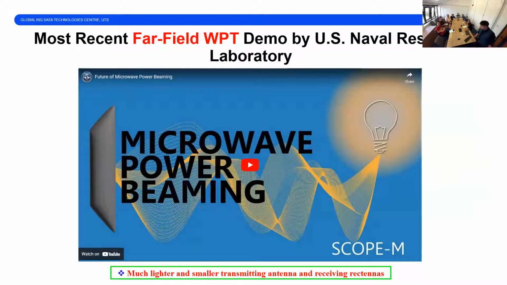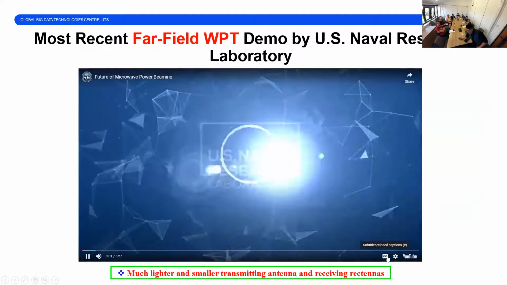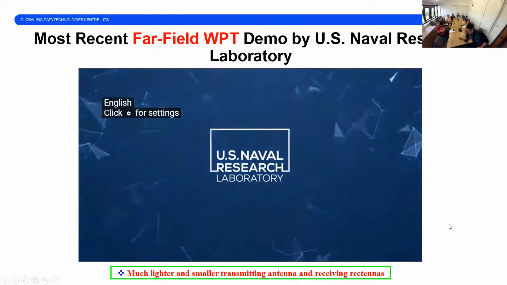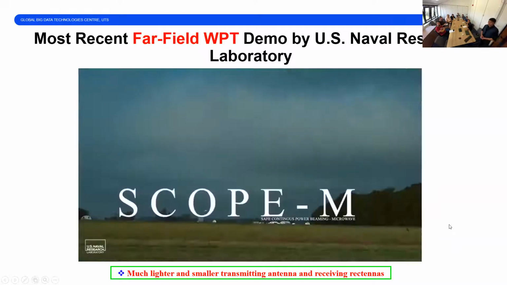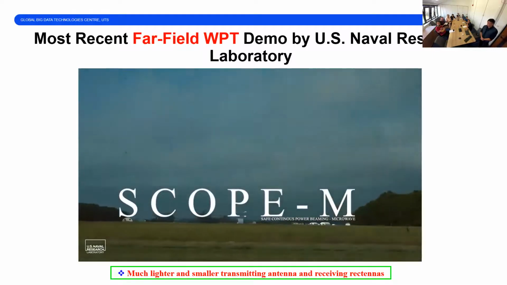So next, I would like to show you two small demos of a long distance solar power satellite system. This is work done by the US Navy recently, very, very recent.